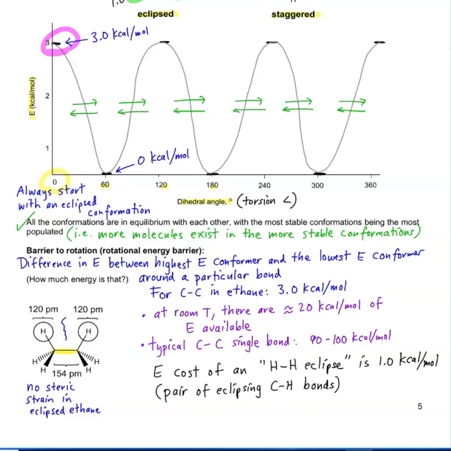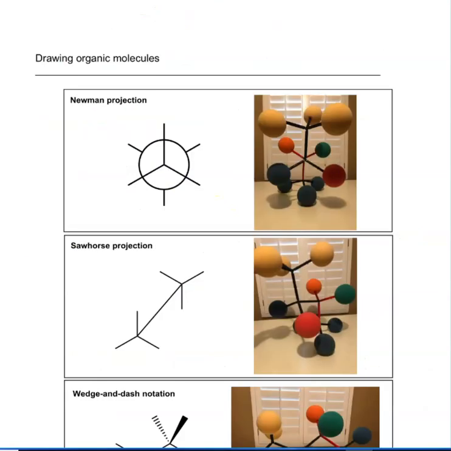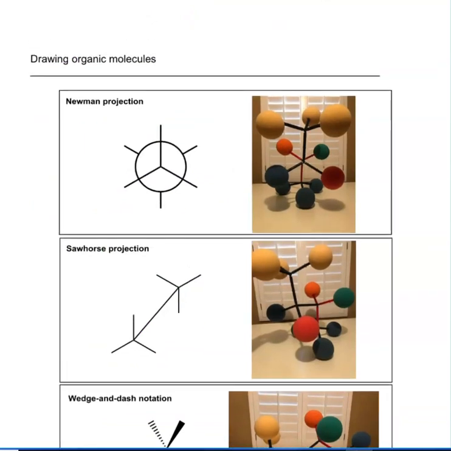So let's look at some other things about drawing molecules first, and then we'll do a slightly more complicated conformational analysis. Okay, so we need to have some different ways of drawing organic molecules. And so we're going to start expanding that idea now. So we're going to talk about 3 ideas.